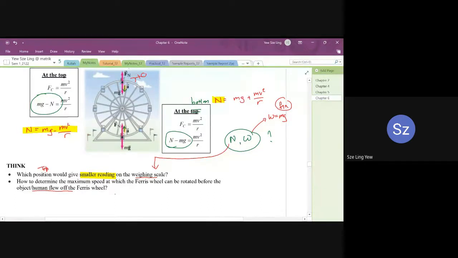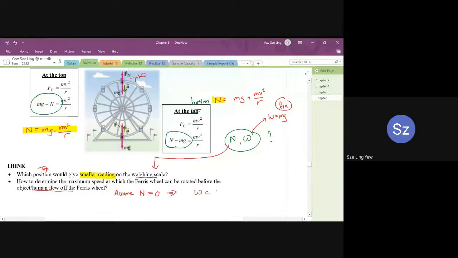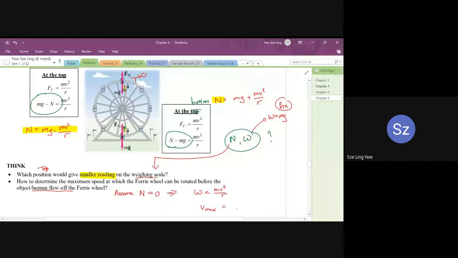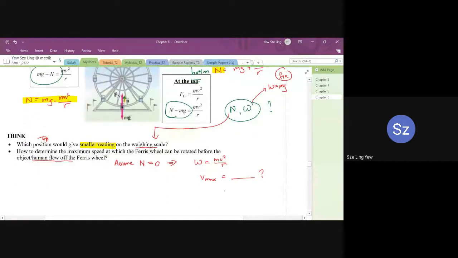So in this case, we assume N equals 0. Therefore, from here, you can calculate the speed by using W equals mv squared over r. So v maximum is equal to the square root of g r. This is how you determine it, how you calculate it, by assuming N equals 0. Once you flew off, you are no longer touching the surface, therefore no normal force anymore.